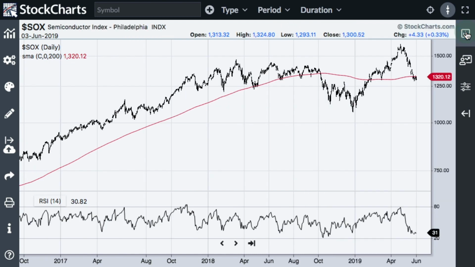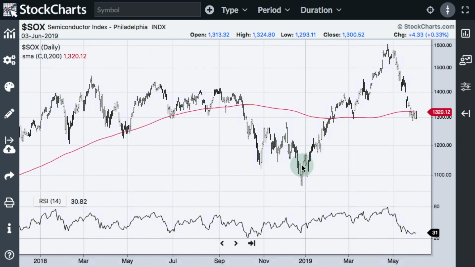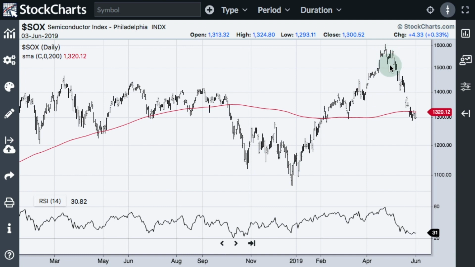Now I'm going to click on that summary button again to hide that summary page. And now we can look at the SOX here because it has really taken a really hard hit. I'm still of the mind that we are at a potential support zone because you can see resistance there turning into support in February. So we're coming into support.